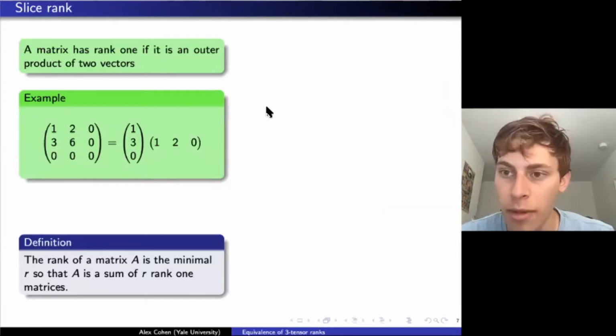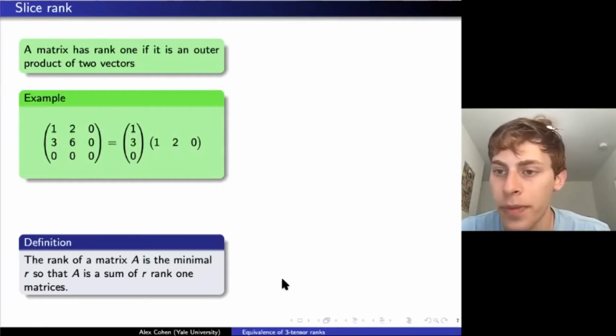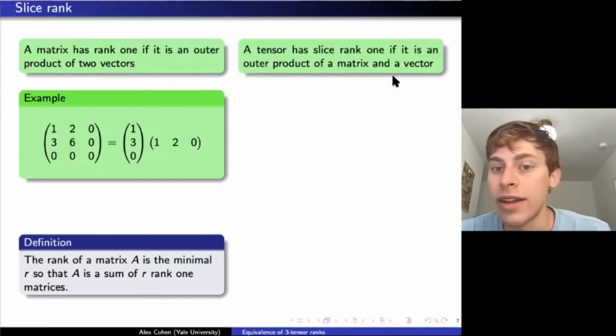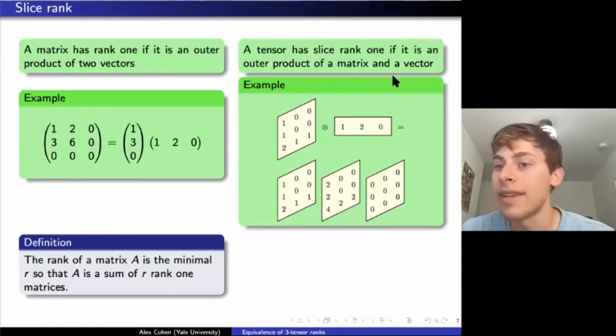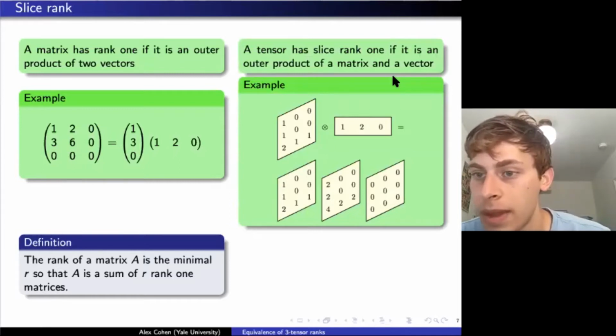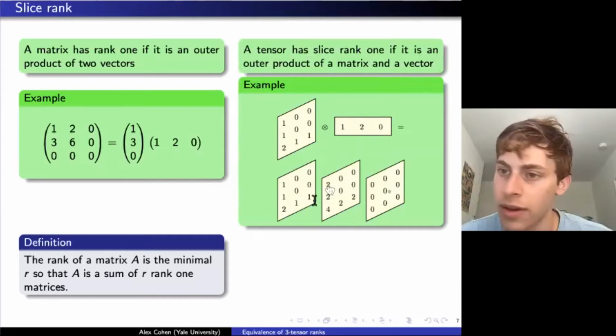So that's why I say it's a combinatorial notion. It's like the minimal way you can write it in this form. Okay, so how do we generalize this? Well, first we have to say what a slice rank 1 tensor is. We say that a tensor has slice rank 1 if it's the outer product of a matrix and a vector. For this example, we have this matrix with the 1s and the 2s and this other vector, and we can take their outer product and we get some new tensor.